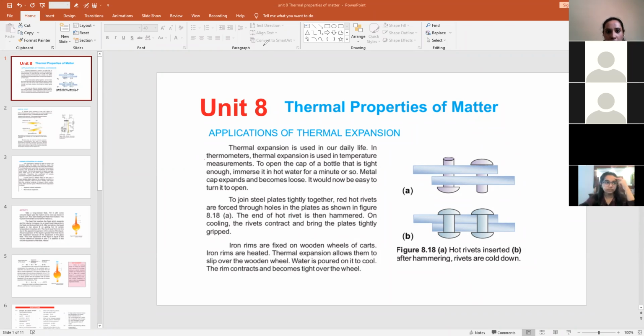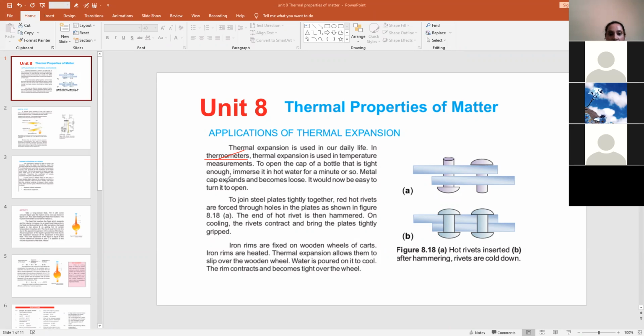When you feel hot, your body temperature rises, you just put the thermometer in your mouth, and when you take out the thermometer, you have noticed that the mercury level increases in the thermometer. Why does the mercury rise in the thermometer? Because it has the property of thermal expansion, so that's why the mercury level rises. So this is a very common application of thermal expansion in our daily life, right?